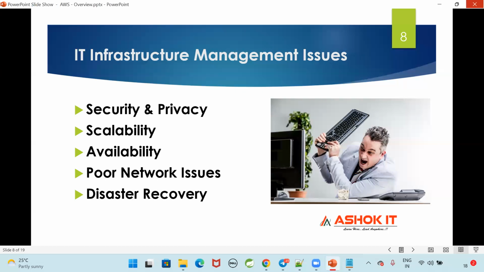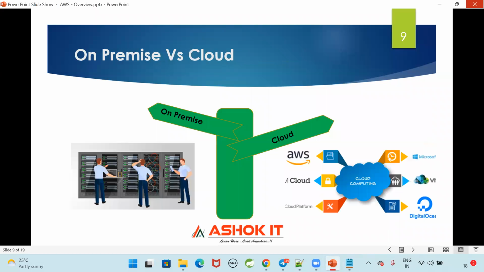Okay, so to overcome all these problems, we are going for cloud computing. Now, to develop and run our project in the company, we have two options. One is to purchase the infrastructure and set up everything in our company. If you purchase the infrastructure and set it up, then that is called on-premise infrastructure, which is also called in-house infrastructure.